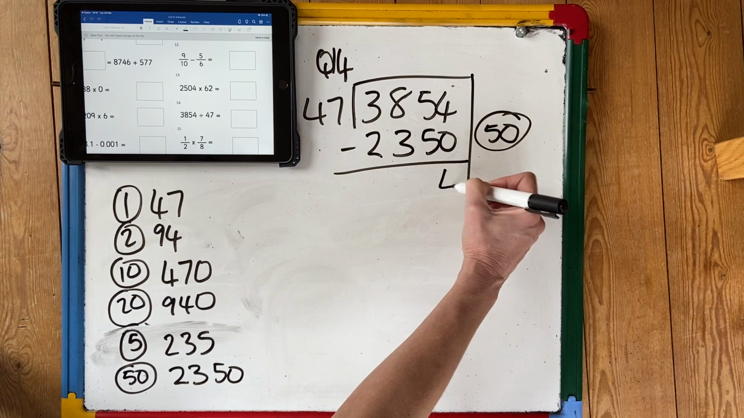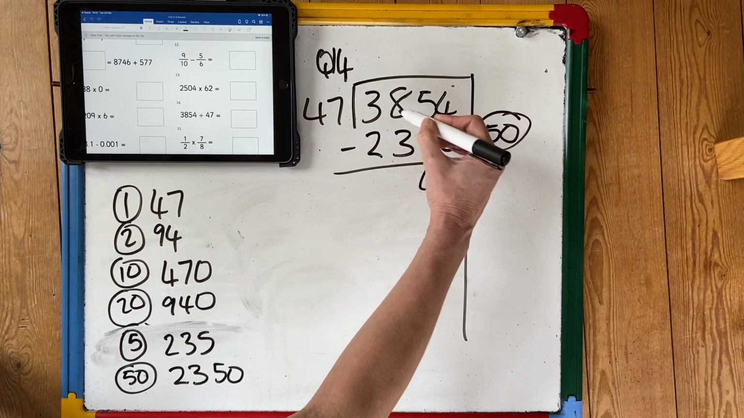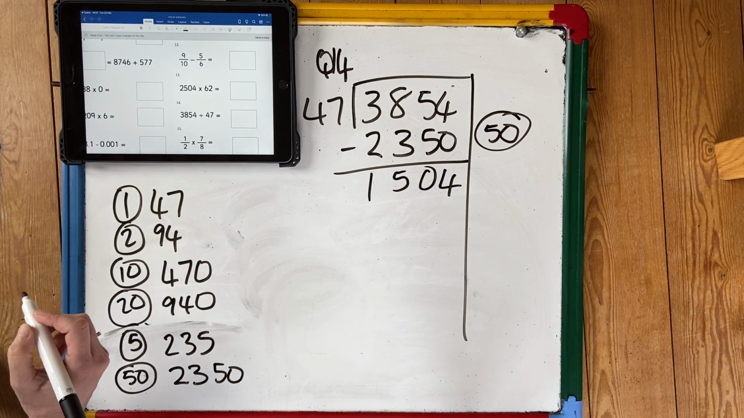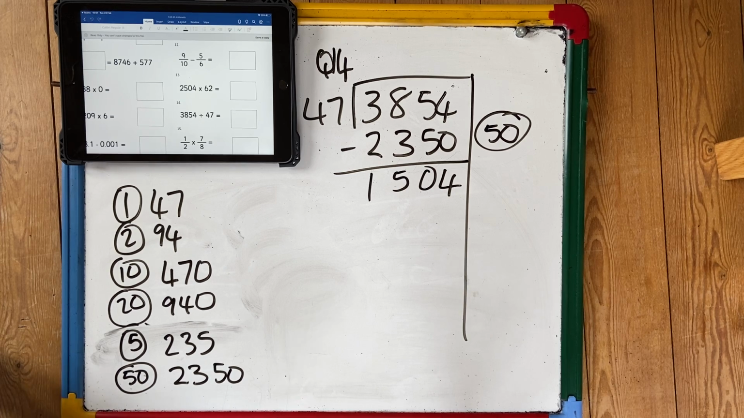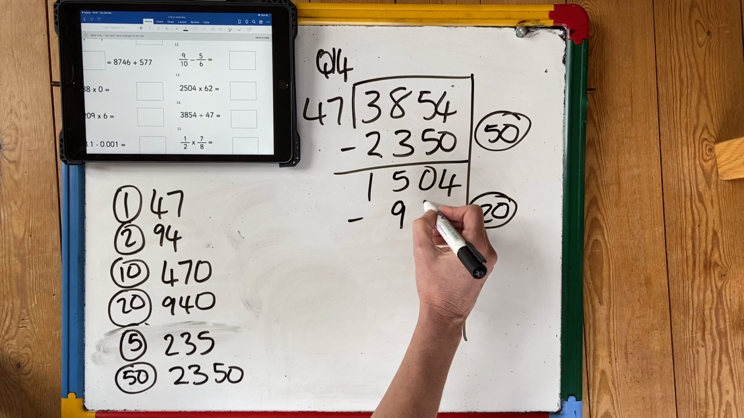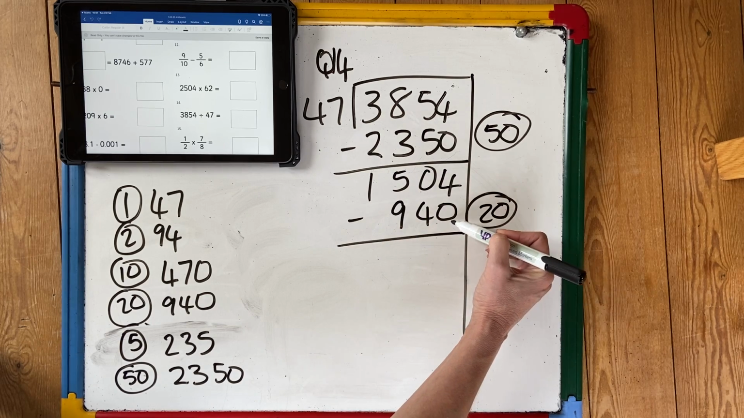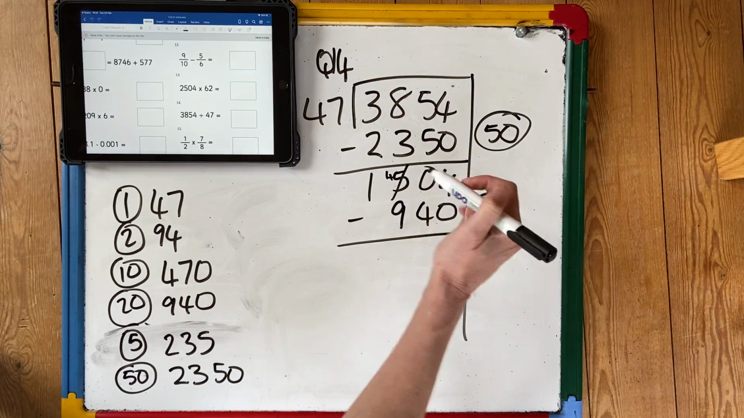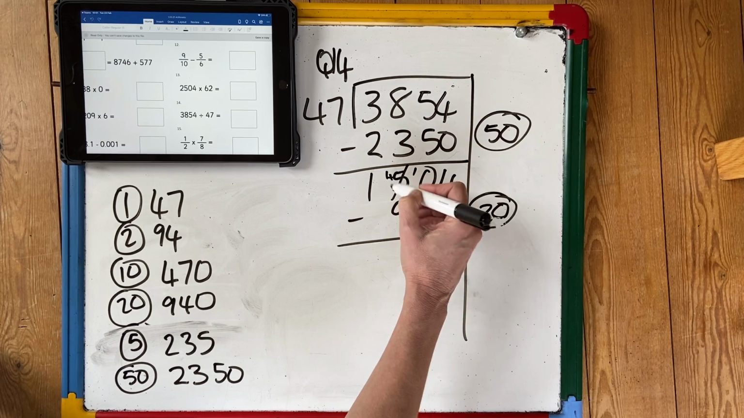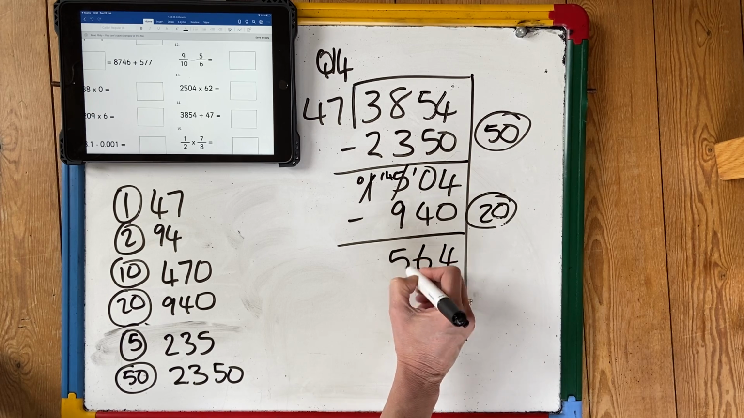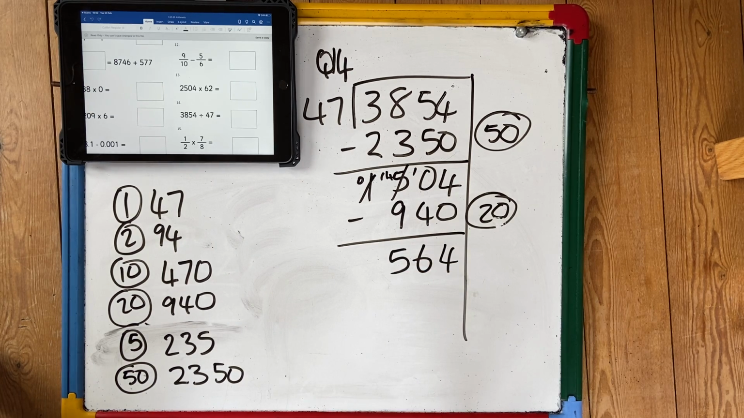4 subtract 0 is 4, 5 subtract 5 is 0, 8 subtract 3 is 5, 3 subtract 2 is 1. So now I've got 1,540 left. Okay, so what have we got now? Let's subtract 20 lots of 47. So subtract 940. 4 subtract 0 is 4, 0 subtract 4 you can't do, so exchange. 10 subtract 4 is 6, 4 subtract 9 you can't do, so 14 subtract 9 is 5. So I've got 564 left.